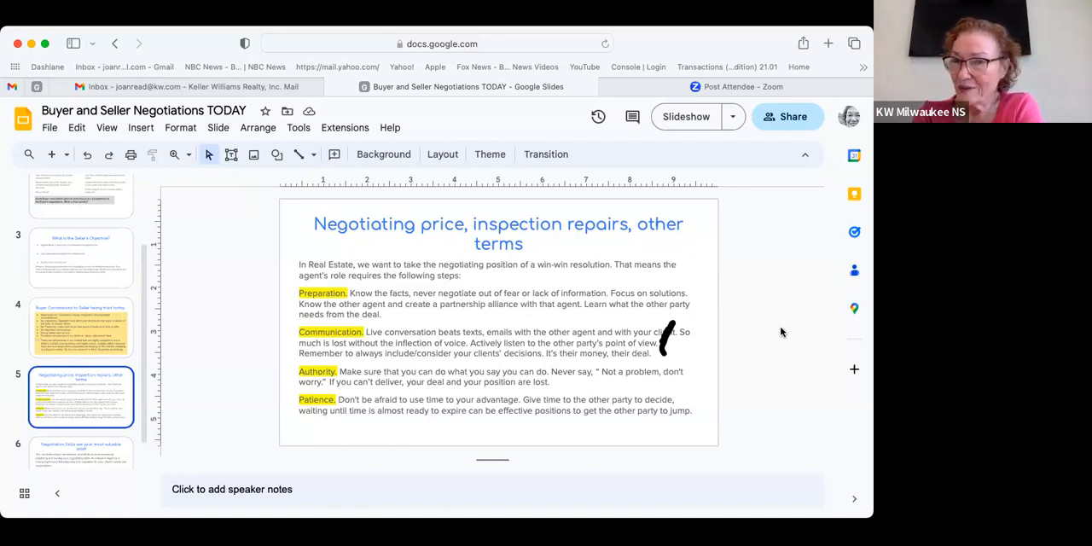Give them some time to squirrel on it. Or are they going to take this or not? Should I get back to them? If you give them a few days, maybe they'll get cold feet, but use it to your advantage. Don't always be in a rush to respond.